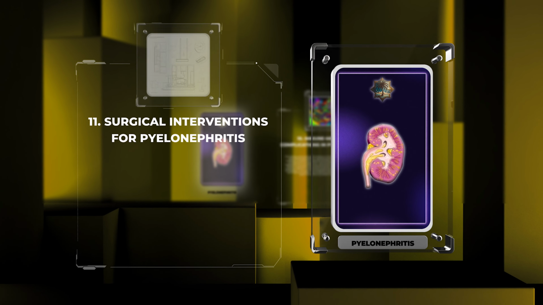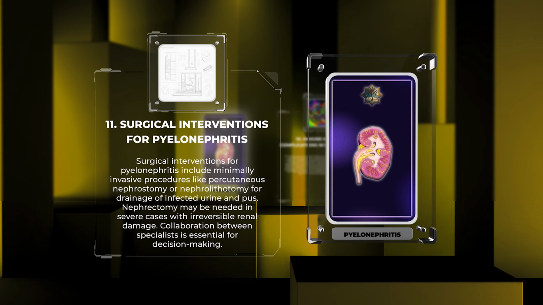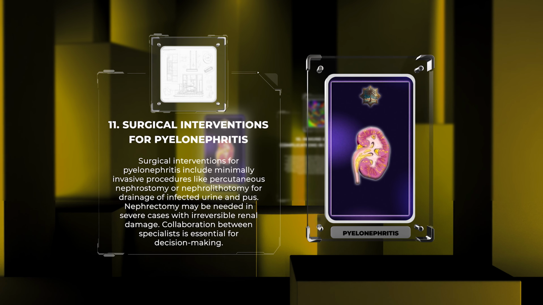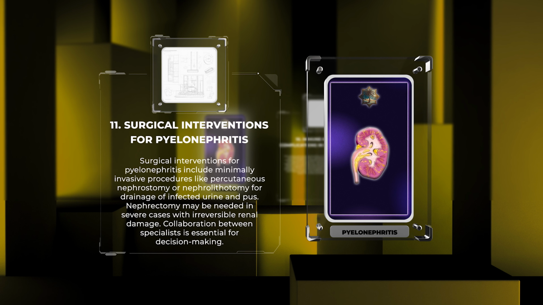Surgical interventions for pyelonephritis include minimally invasive procedures like percutaneous nephrostomy or nephrolithotomy for drainage of infected urine and pus. Nephrectomy may be needed in severe cases with irreversible renal damage. Collaboration between specialists is essential for decision-making.